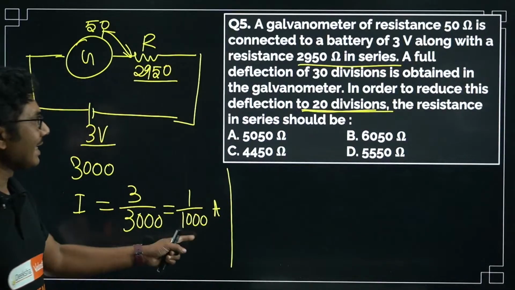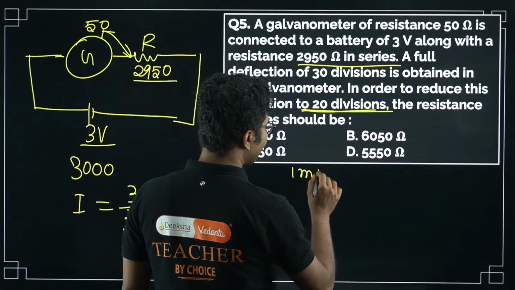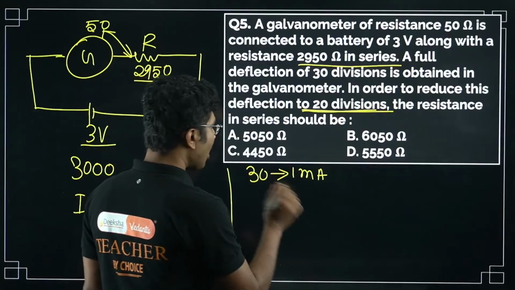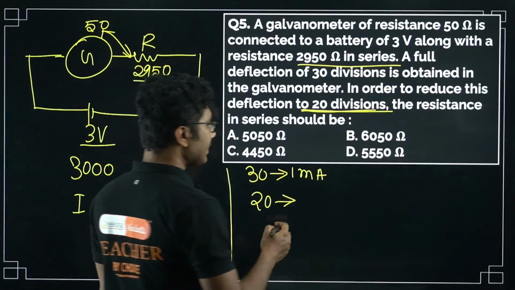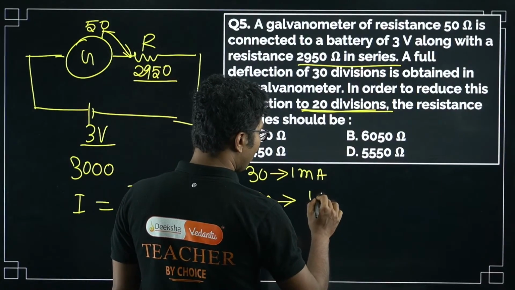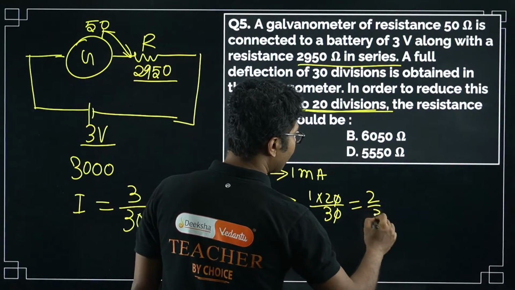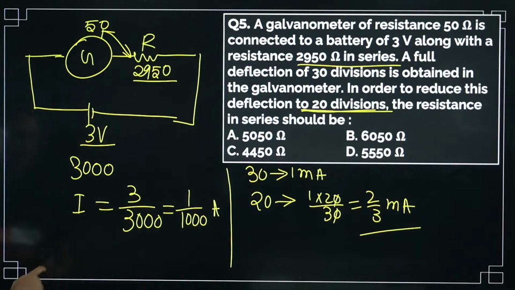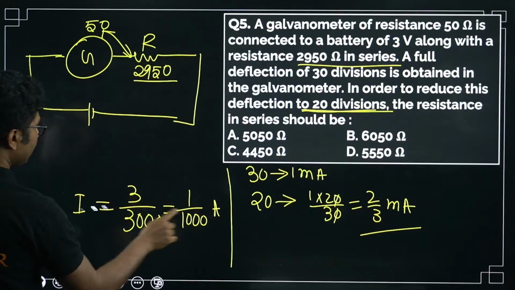Now if this current is giving you 30 scale divisions, so 1 milliampere is giving you 30 scale divisions. So 30 scale divisions are coming from 1 milliampere. How much current do you require for 20 scale divisions? So you have to add extra resistance to reduce this current, and that will be 1 multiplied by 20 divided by 30. So you require 2/3 milliampere current for 20 divisions. Now we know the current, we know the voltage, the only thing we need to know is the resistance. Okay, how to solve it?